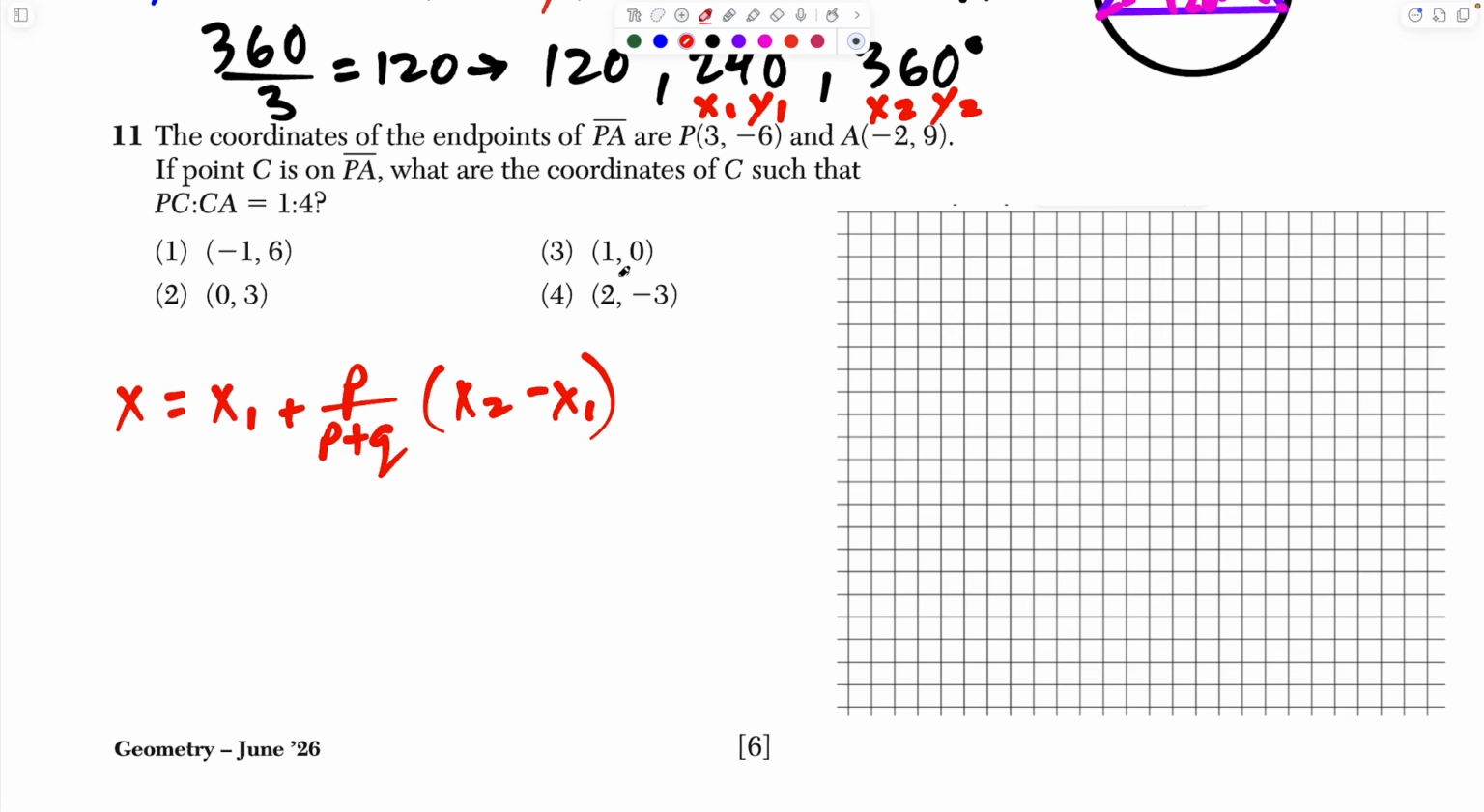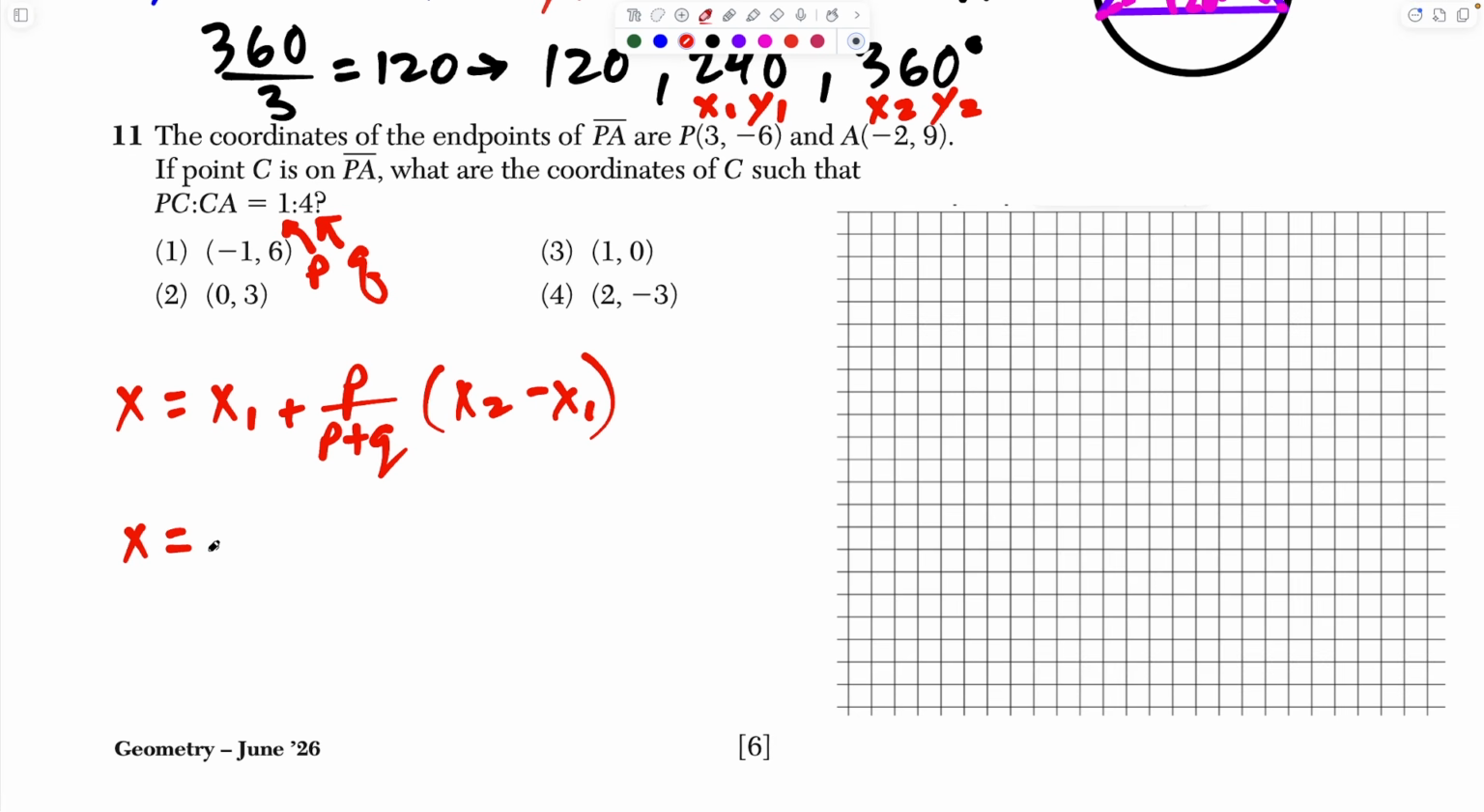And with a directed line segment question like this, because that's what's going on here, we want to say here, point C is on PA, and we want to know what are the coordinates of C if the ratio of PC to CA is 1 to 4. So in the ratio here, the first part is the value P, and the second part here is the value Q. So I'll just show how to use this formula, and then I'll show how to use the graph so you could see the concept.